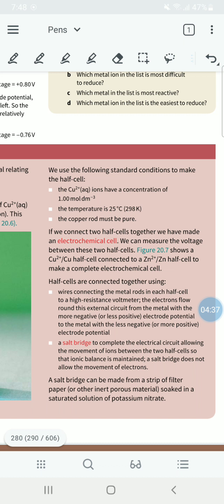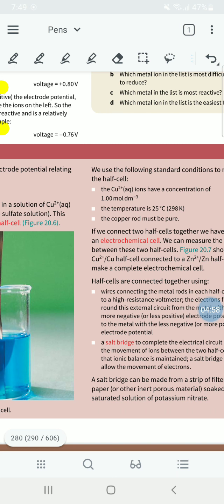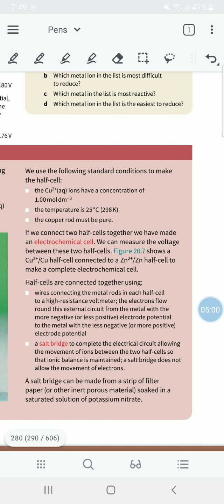Then coming back to the standard conditions that should be involved in this half cell: the copper ion should be in 1 mole per cubic decimeter concentration. The temperature should be standard 298 Kelvin or 25 degrees Celsius, and the copper rod must be pure. So there cannot be any impurities on it.